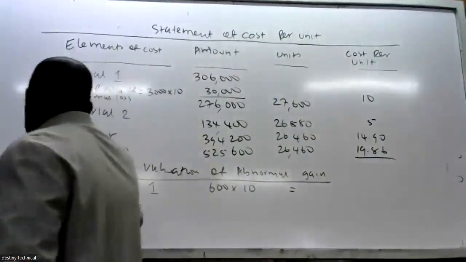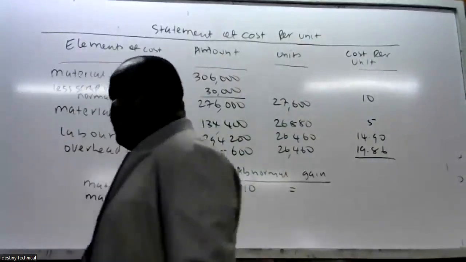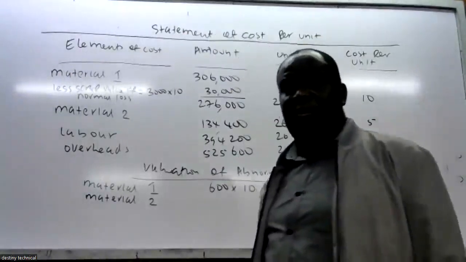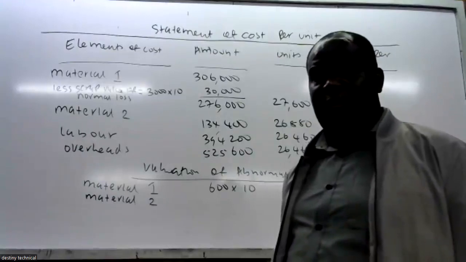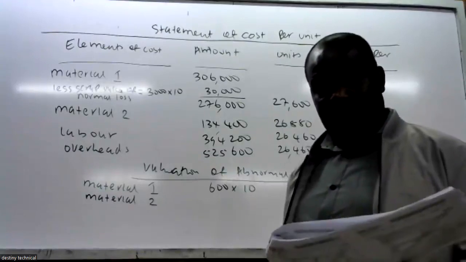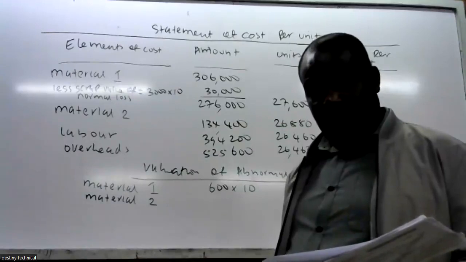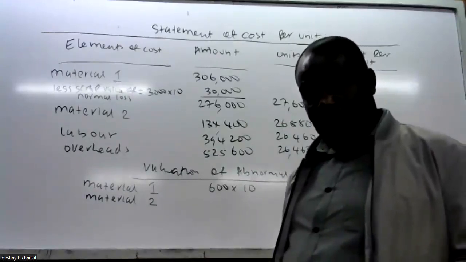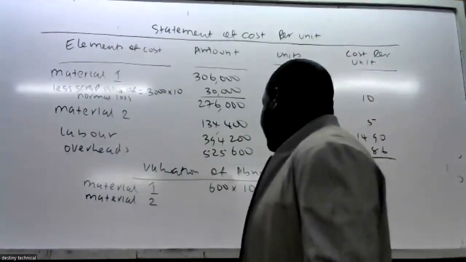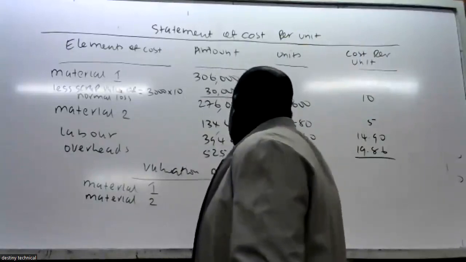So material 2. Material 2, how many units were there for abnormal gain? When you check in that statement of equivalent units, material 2, it was also 600, but you value it at 5.